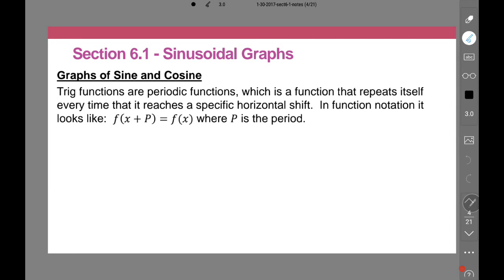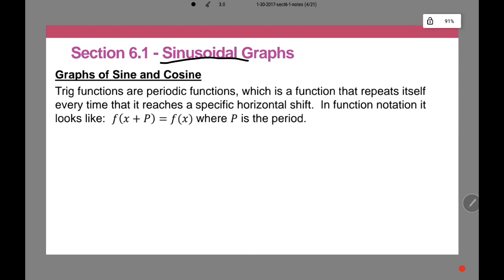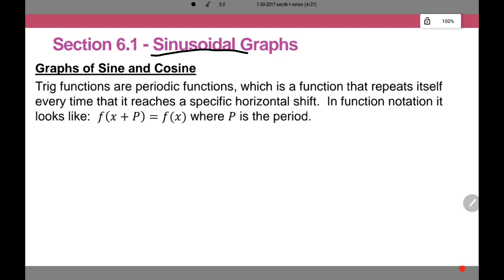Today we're going to be looking at graphs of sine and cosine. Typically they're called sinusoidal functions when you do this. Both of them have a similar shape on the graph. Both of them are periodic functions, which means that any trig function that we have is going to be a periodic function. It's just a function that repeats itself with a specific horizontal shift.